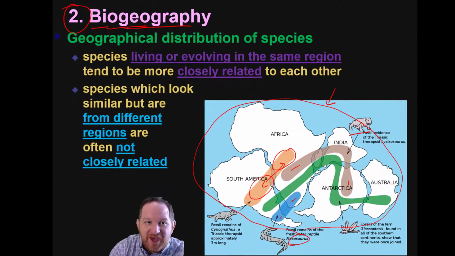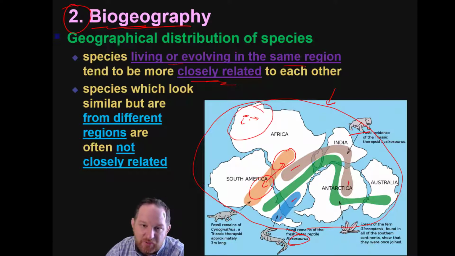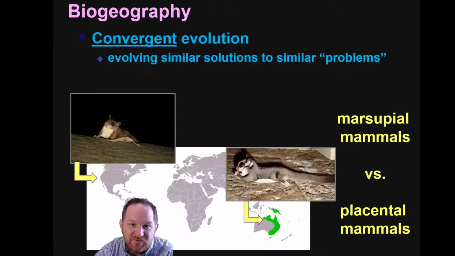Okay? The other piece of biogeography that we want to talk about is in living species today. And what we find is that species living or evolving in the same area are actually very closely related. Well, that makes sense. If an organism evolved here and its descendants evolved in this area, right, then these animals living in this particular part of the world are going to be closely related. And then conversely, just because an organism looks similar, if it evolved in a different region, we actually find that they're not related. And I've got a really good example of that here for you.